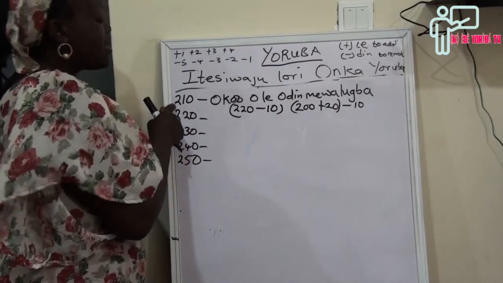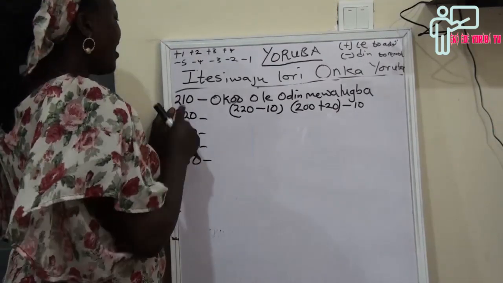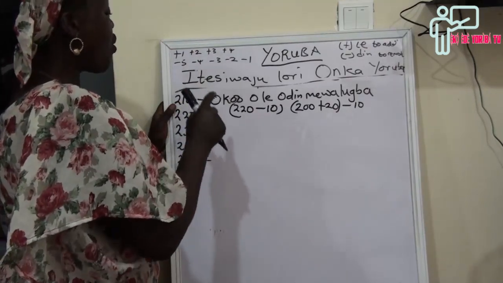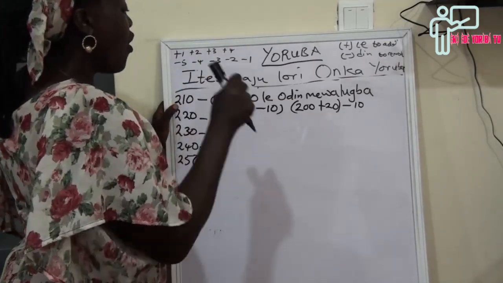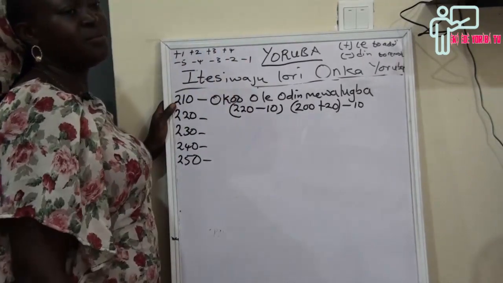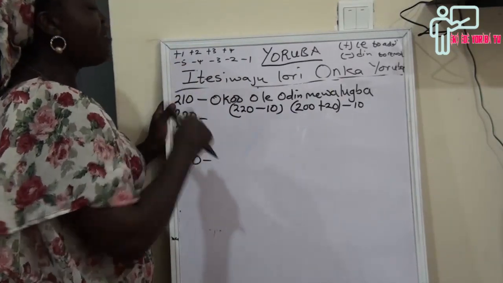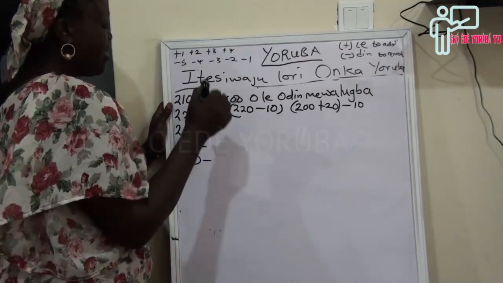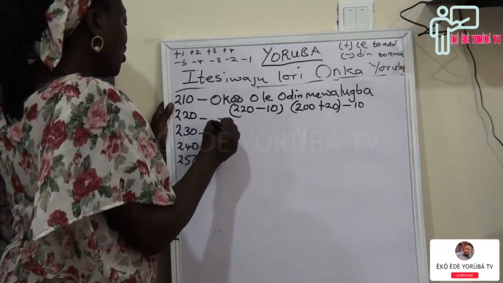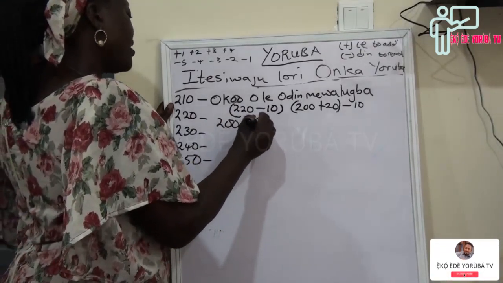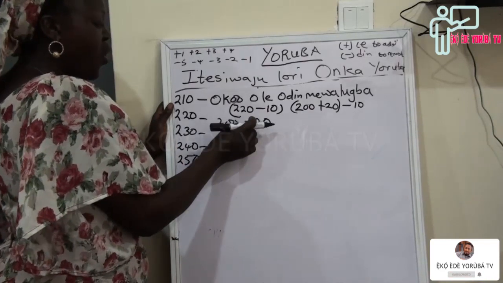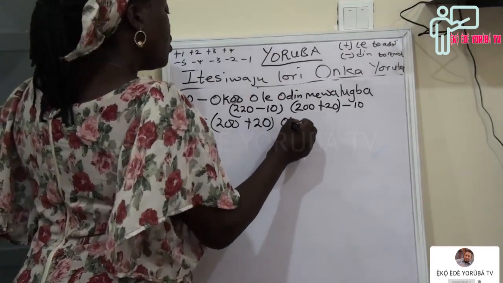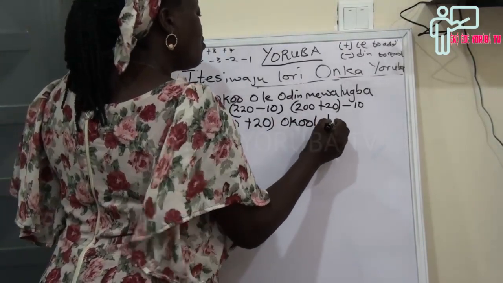Now if I want to write 211 now, 211, we say oko, ole, odi, mẹ́sàn. But this 220 now, that is when we see 200 plus 20, which is oko, ole, luba.